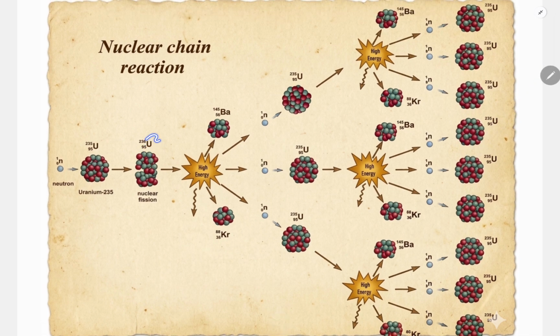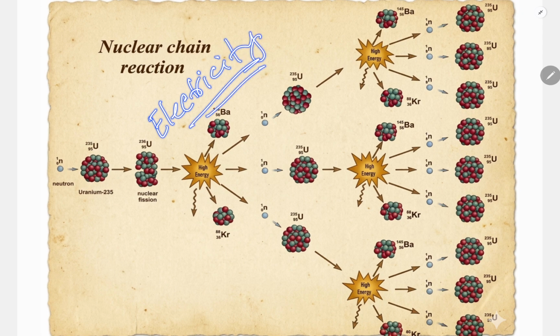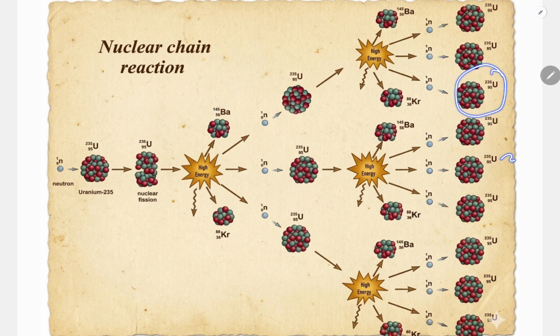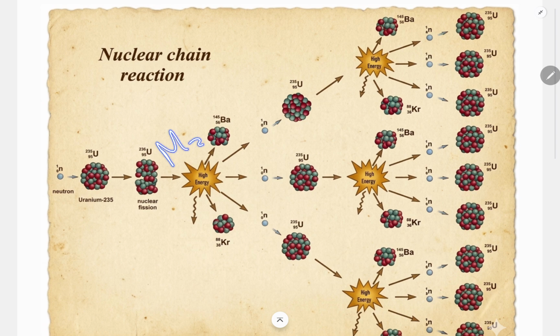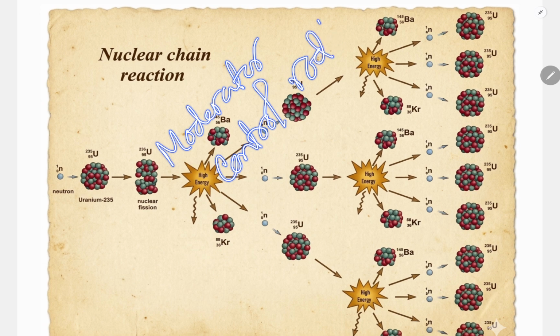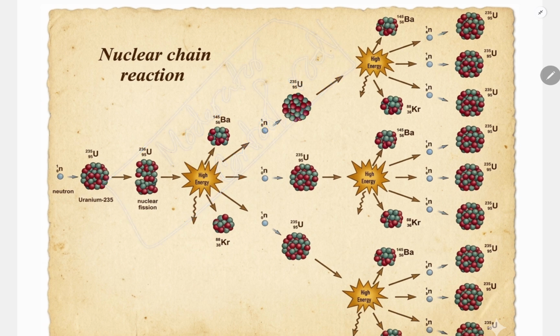But if you want to use it for a more friendly purpose, for example to generate electricity, then you must control these reactions. So how do you do that? You control it by using what we call a moderator, and then we use control rods in a nuclear reactor. So we will learn about that in our reactor physics course.